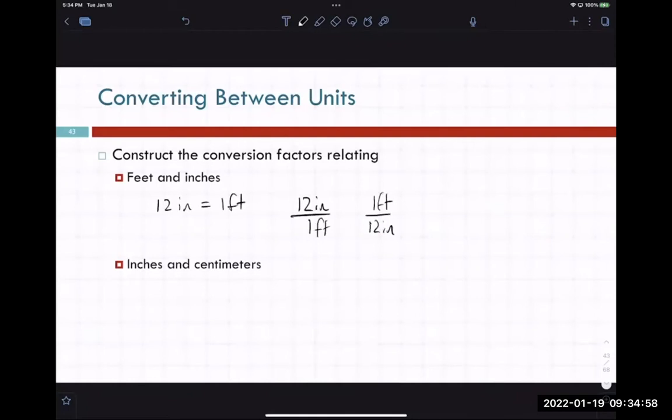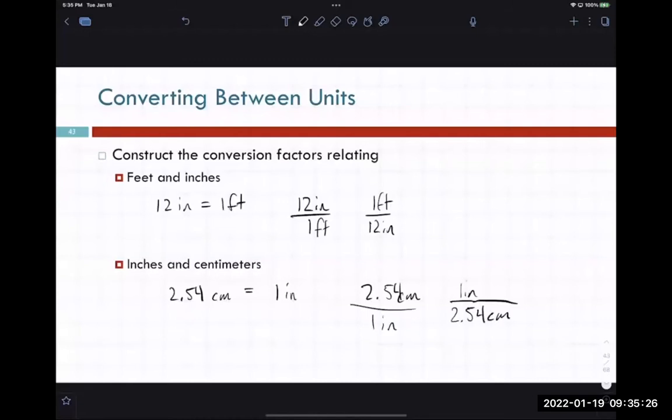Does anybody know off the top of their head inches to centimeters? 2.54. So it's 2.54 centimeters is equal to 1 inch. So 2.54 centimeters over 1 inch, or 1 inch over 2.54 centimeters. All right, so all three of those represent the same thing.